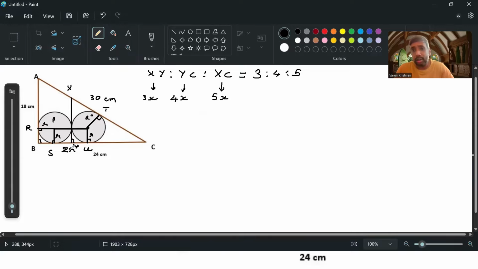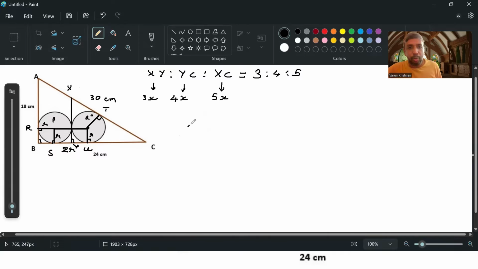So to find out the value of R, if I need the value of X, I need some kind of an equation in X. So first thing that I'll try to do is find a relation between X and R. For that, it's very important to note that in triangle XYC, the circle with center Q is an incircle, which means the radius of the circle will be the inradius of triangle XYC.